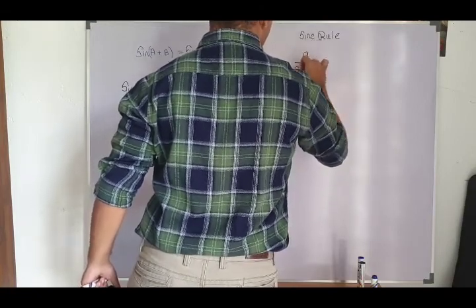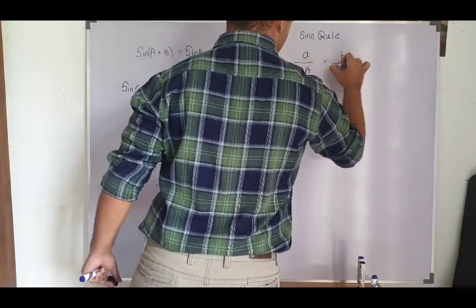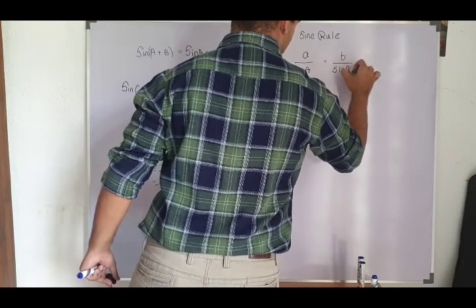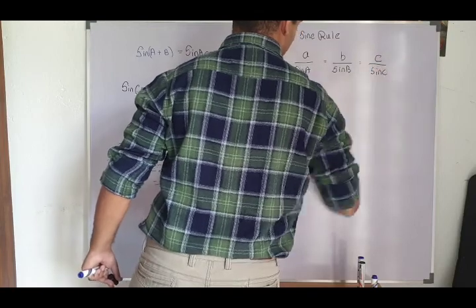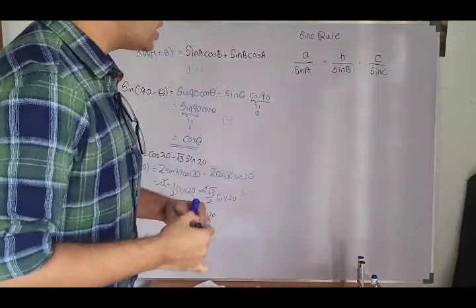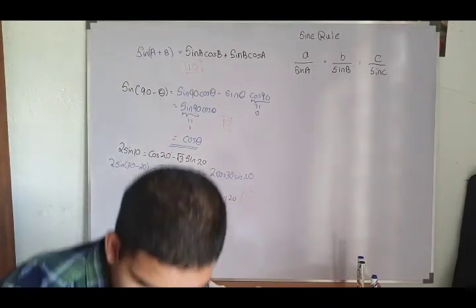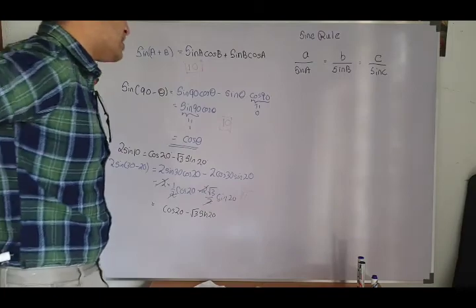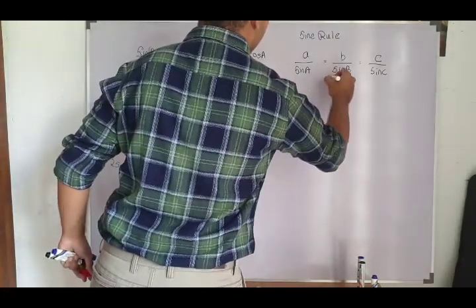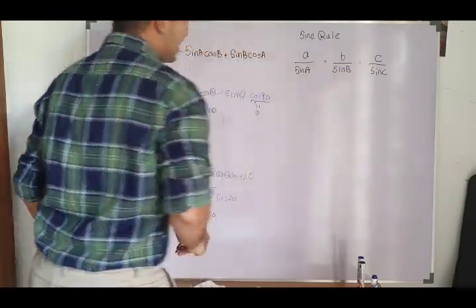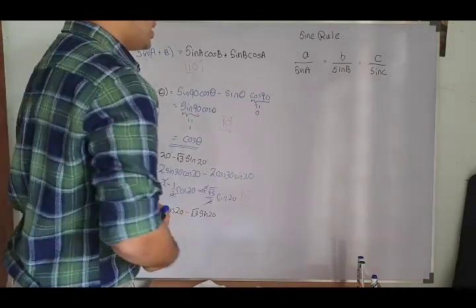the sine rule is a over sine A, b over sine B, equals c over sine C. So let's check the answer script as to how many marks we will be obtaining from this. So you will obtain a total of 10 marks for this working, where a, b and c are constants. They are lengths, so they are numbers, right? Okay.